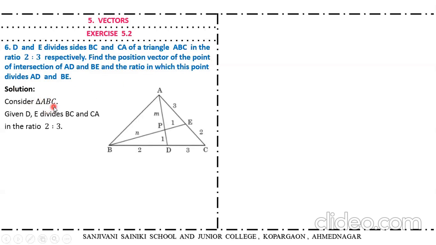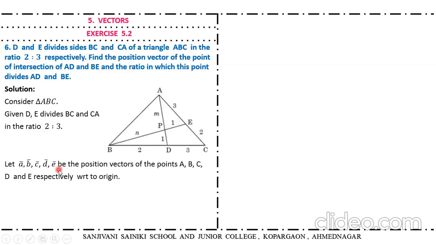Consider the triangle ABC as shown in the figure. Given that D and E divide BC and CA in the ratio 2:3. This is the point D, this is the point E. So D divides BC in the ratio 2:3, and E divides CA in the ratio 2:3. Their point of intersection is P, and this P divides BE in the ratio n is to 1, and P divides AD in the ratio m is to 1.